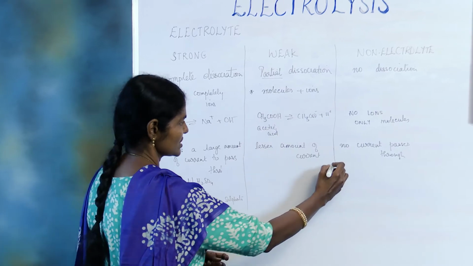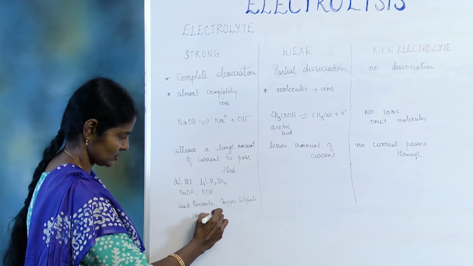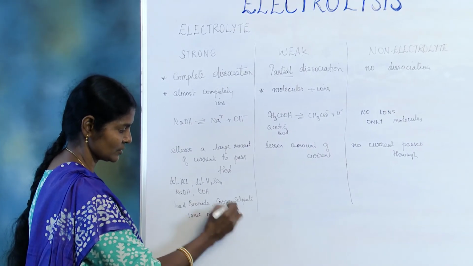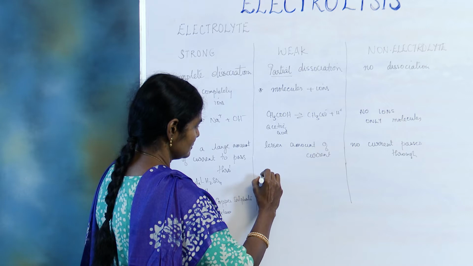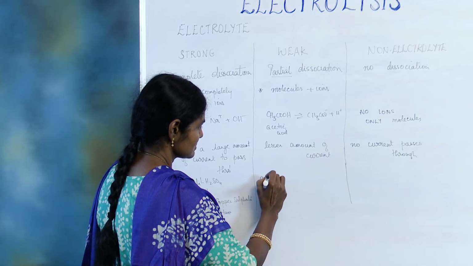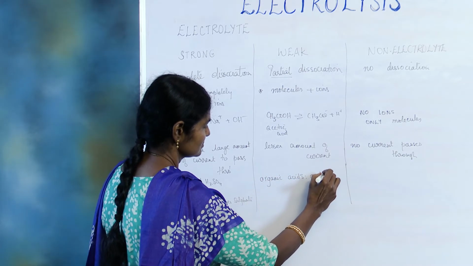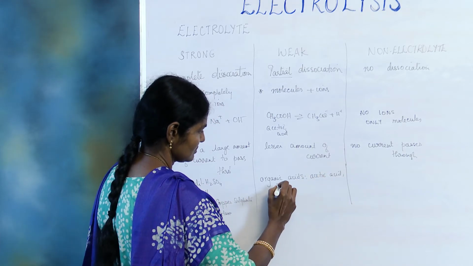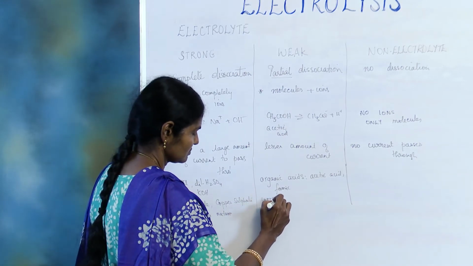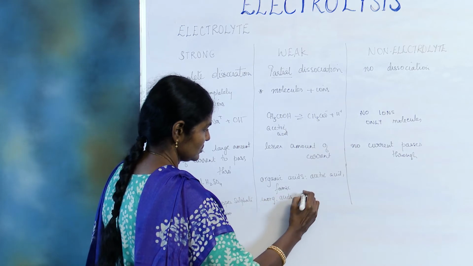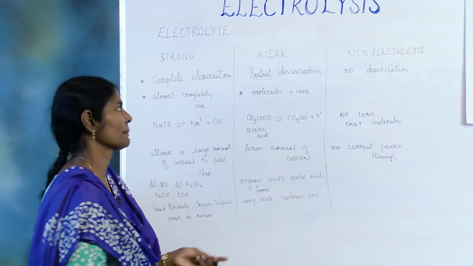When you come to the weak ones, mostly these are ionic in nature, only because of that it's able to break down into ions. When you come to weak electrolytes, let us take organic acids. For example, acetic acid, formic acid, and some of the inorganic acids too, like carbonic acid, and their salts would make weak electrolytes.